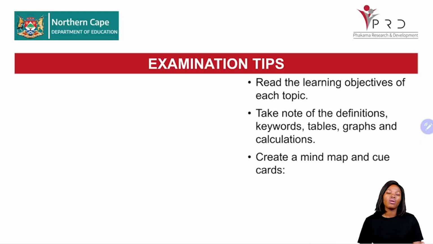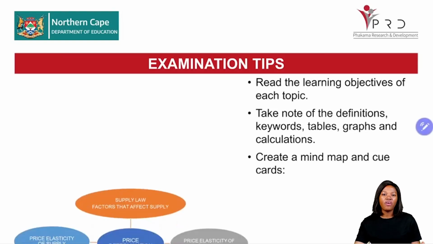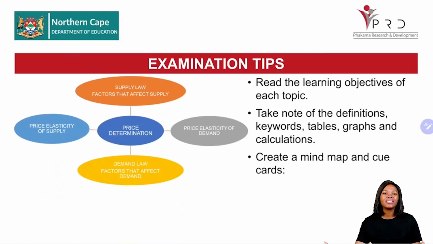Now, with that being said, a mind map works wonders. Remember, I said mind map, it is there to guide you on what you should study about that specific topic. Like, for instance, on this one, we have price determination. We've already mentioned that price determination requires two laws, the supply law and the demand law. Without these two laws, there will be no market equilibrium. There will be no price determination.